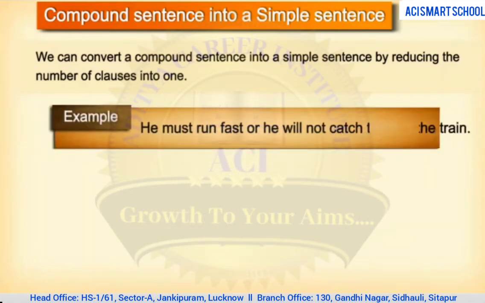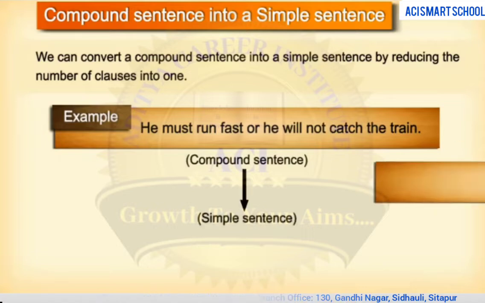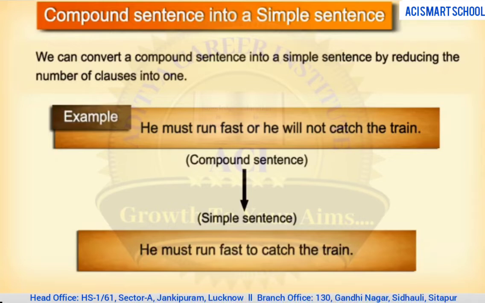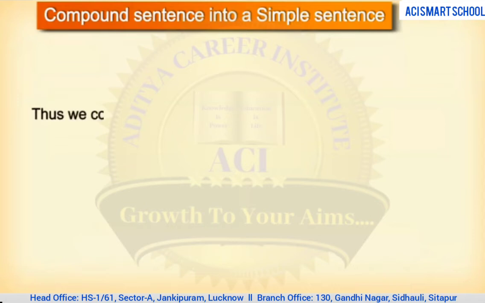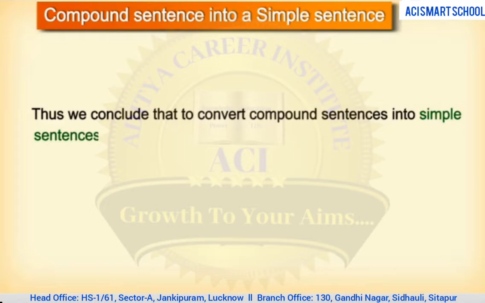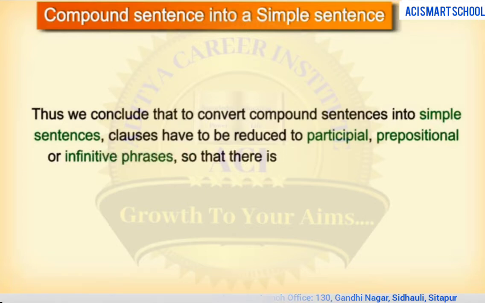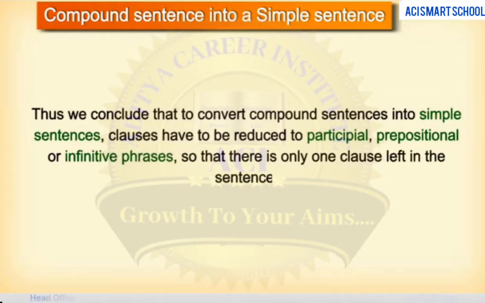Let us take another example. He must run fast or he will not catch the train. This is a compound sentence. Now, its corresponding simple sentence will become, he must run fast to catch the train. Thus we conclude that to convert compound sentences into simple sentences, clauses have to be reduced to participial, prepositional, or infinitive phrases so that there is only one clause left in the sentence.